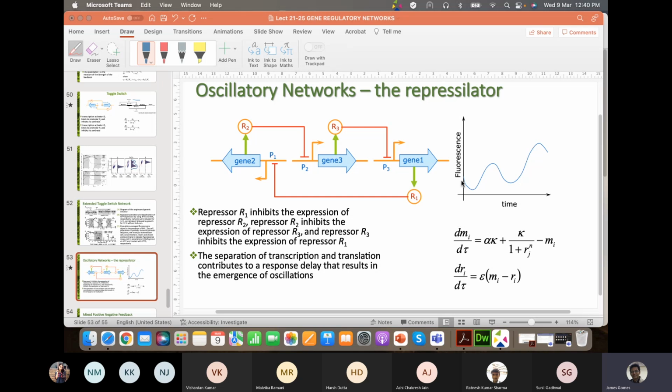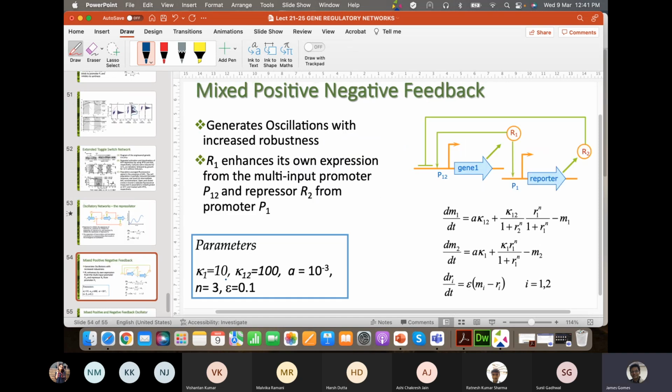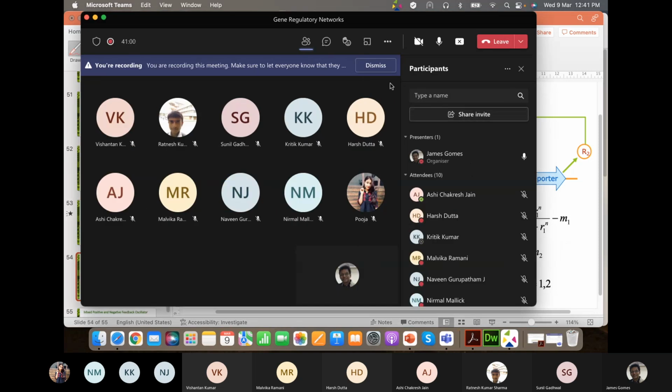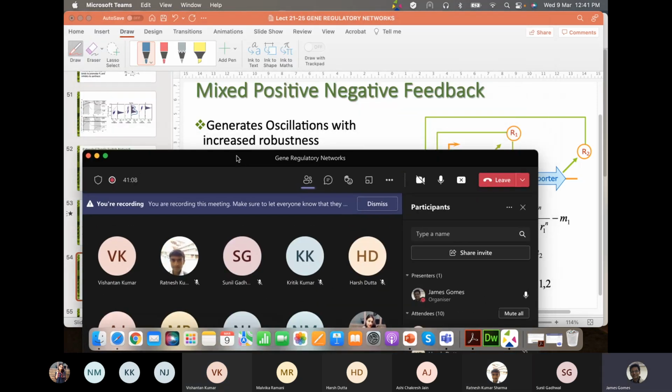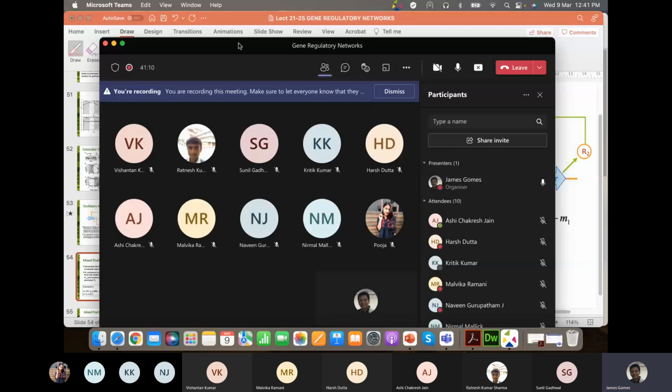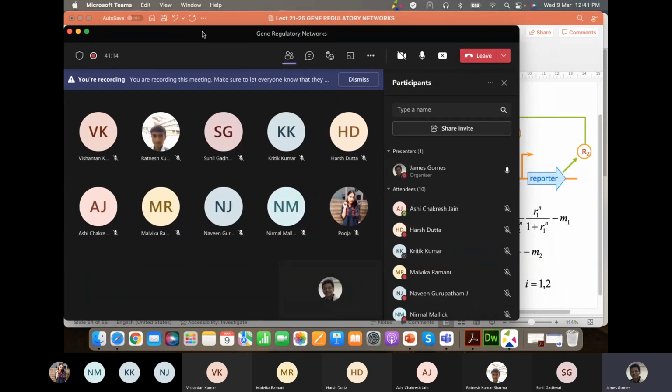Now the repressilator will have a signal of this kind. It will have an oscillatory signal. And why would an oscillatory signal be important? Yes, somebody tell me. Is anybody listening or not? Sir, we are listening. What I'm asking is, why would an oscillating signal be important in cells? One example.